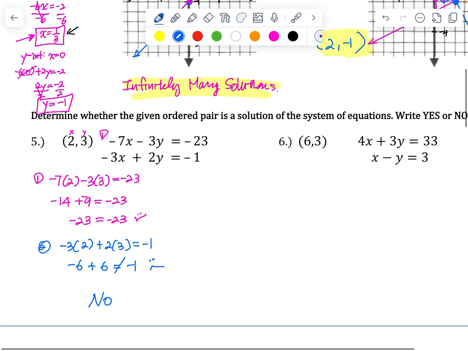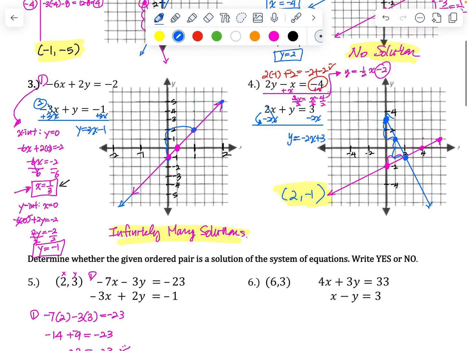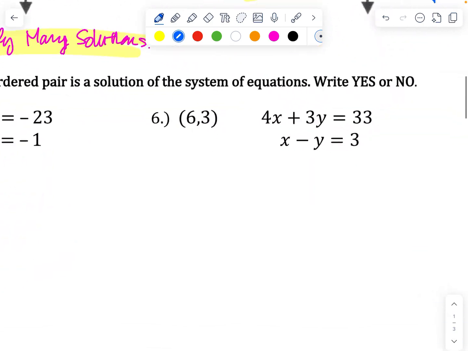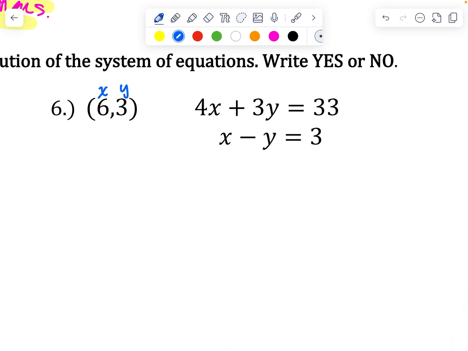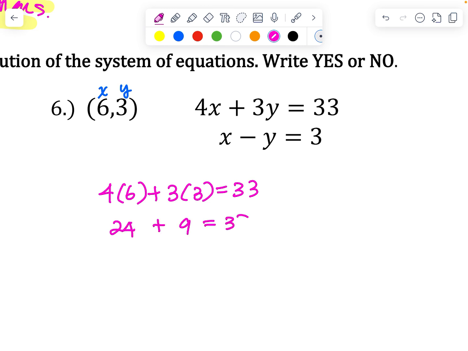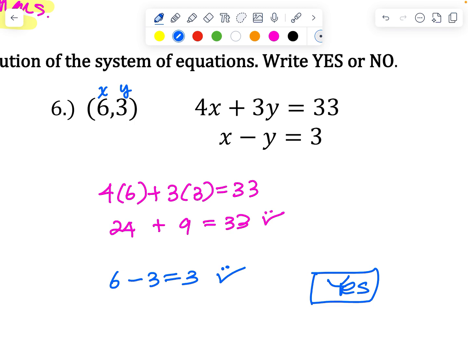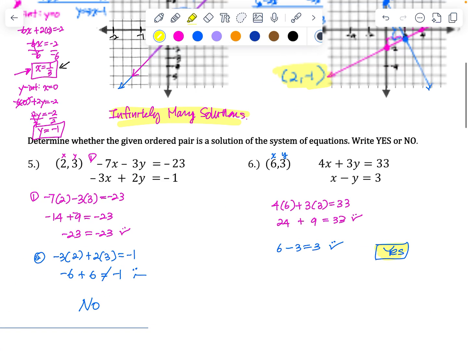All right, next one. I just want to make sure I got everything. Yep. All right, so another yes or no. Again, this is x, this is y. First equation, 4 times x, which is 6, plus 3 times y, which is 3, equals 33. That's 24 plus 9 equals 33, and that is indeed true, so yes, happy check. My second equation, x minus y, oops, let me plug in numbers. x is 6, so 6 minus y, which is 3, equals 3. Yep, that's an easy one, happy check. So this is yes, it is a solution. Let me highlight my answers, yes and no.